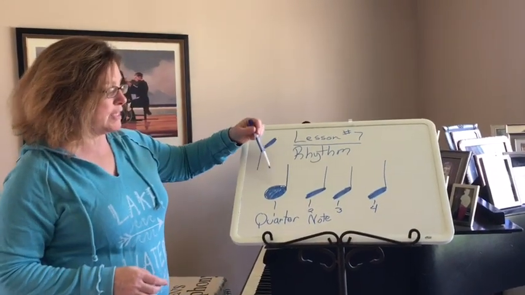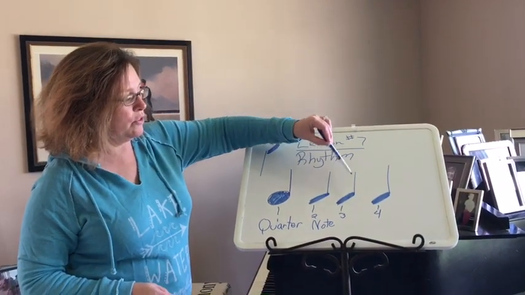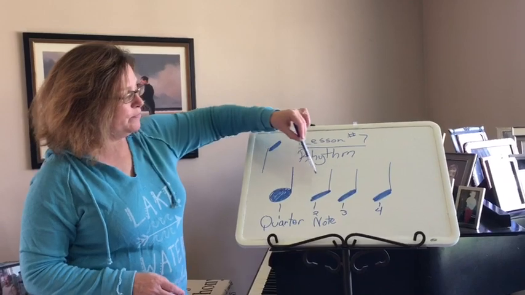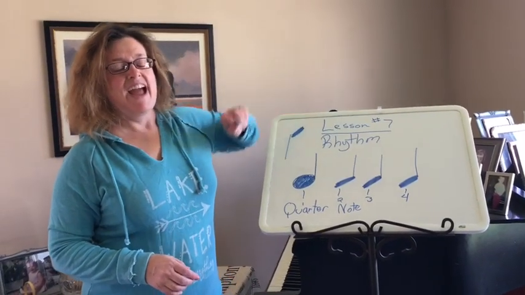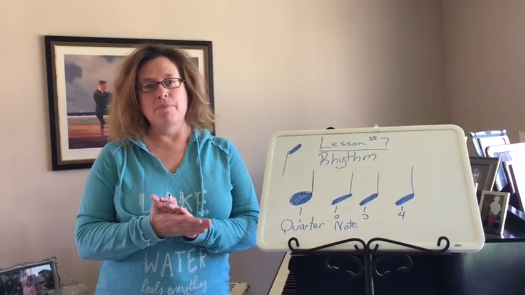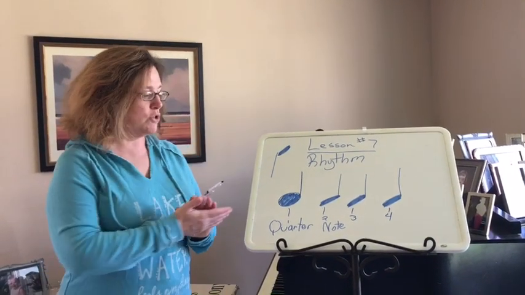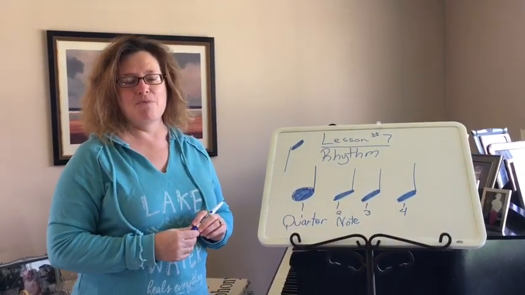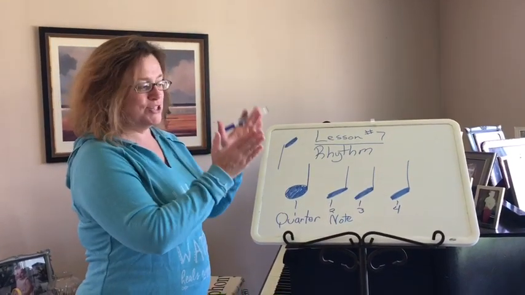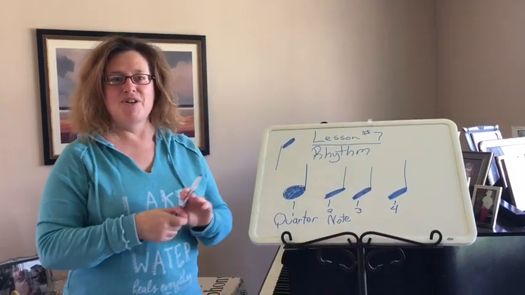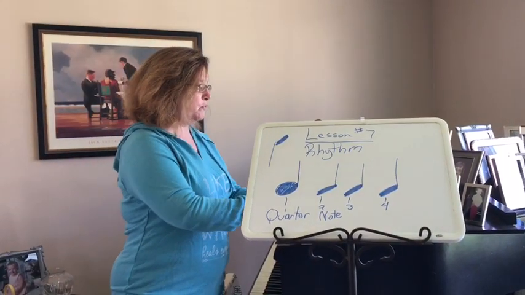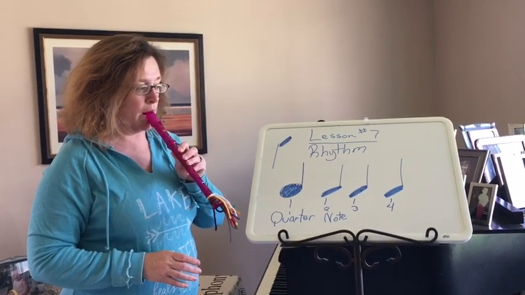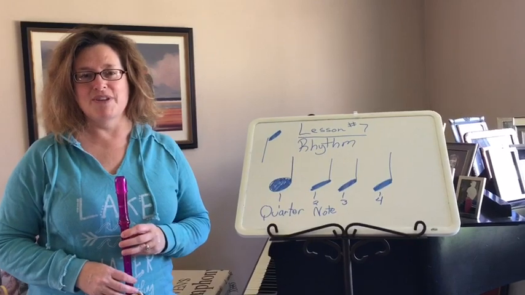So if we were to count this out loud, we'd say 1, 2, 3, 4. Count with me out loud, let's go. 1, 2, 3, 4. And then usually when we're in class, we add a clap to represent music being made. So we would say 1, 2, 3, 4. Clap and count with me, let's go. 1, 2, 3, 4. Great job. If I were going to pull out the recorder, it would sound the same way. 4 quarter notes on the recorder.